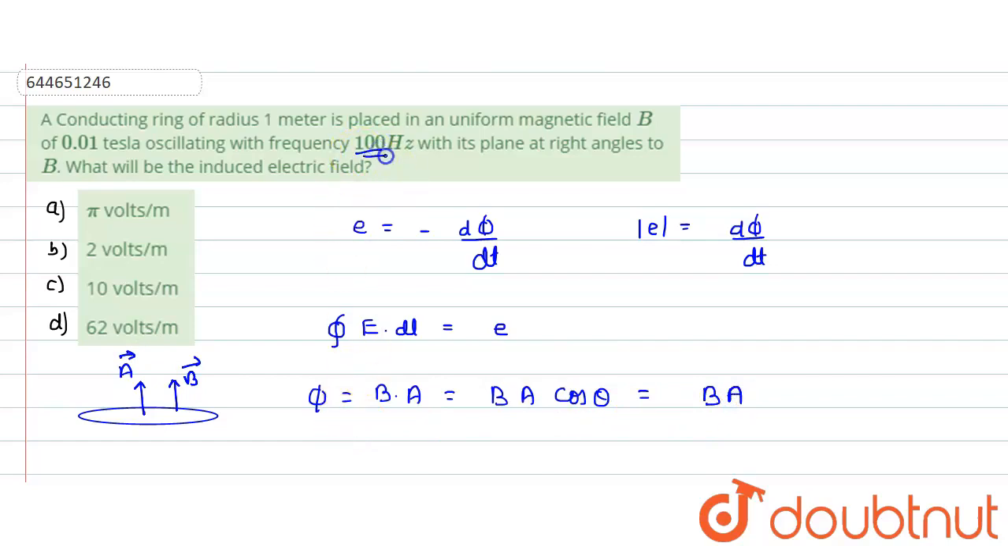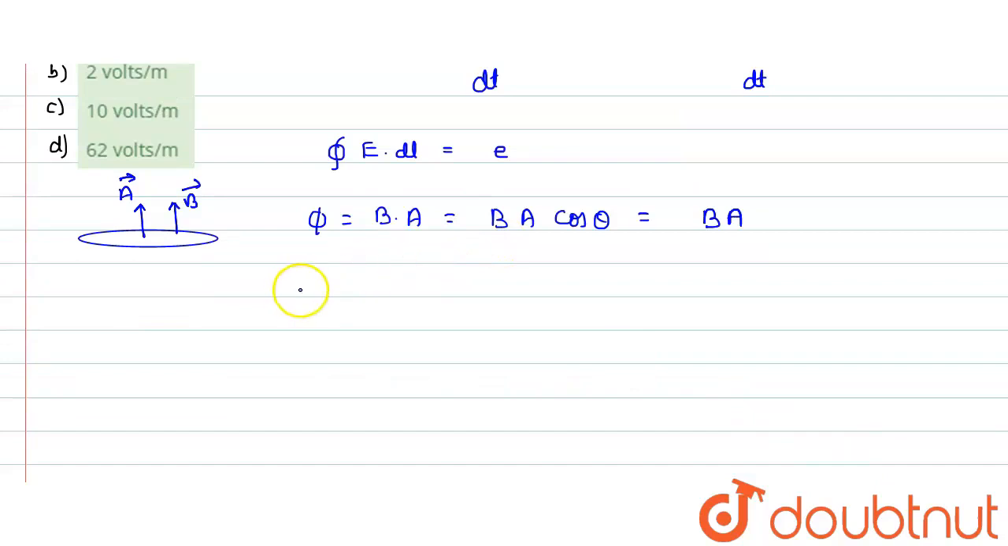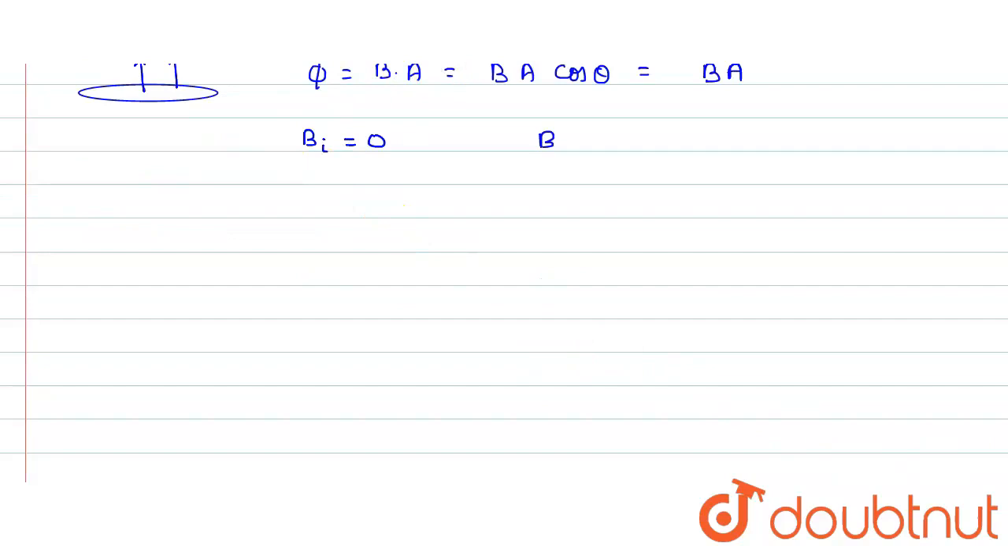But since our magnetic field is oscillating with a frequency of 100 Hertz, that means the magnetic field would be changing. Initially, at the start, the magnetic field value would be equal to 0. Then it would increase, and after some time it would reach its maximum value B, and after some time it would fall. This is the behavior of the magnetic field. It is just a sinusoidal variation. Initially the magnetic field would be 0, after that maximum, then 0, then negative maximum, and then 0.